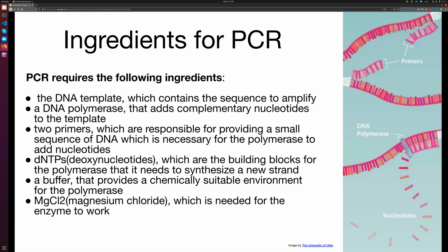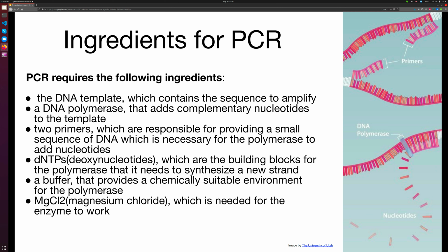So what are the ingredients for PCR? PCR requires the following ingredients. First, the DNA template, which contains the sequence to amplify. If you have no template, then you can't replicate it. Then, a DNA polymerase that adds complementary nucleotides to the template. You can see on the image, there's this blue DNA polymerase that is connecting the free nucleotides with the already existing DNA template strands. But the DNA polymerase needs a little help.